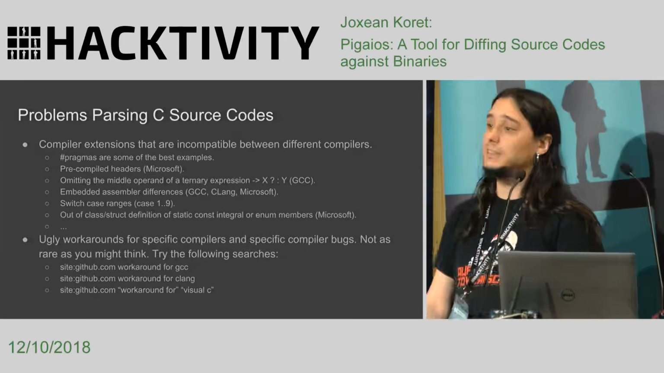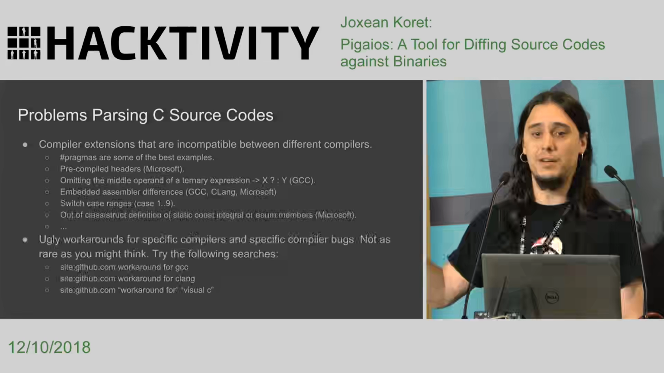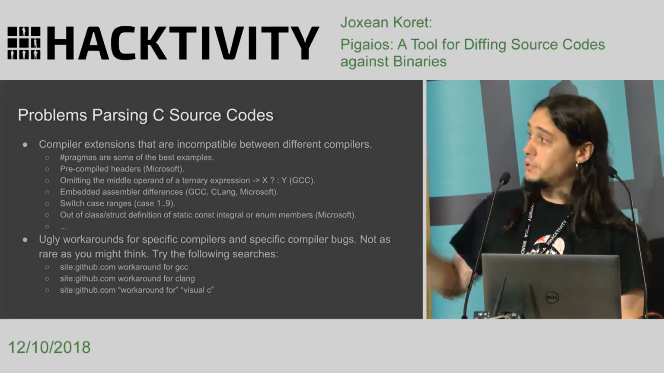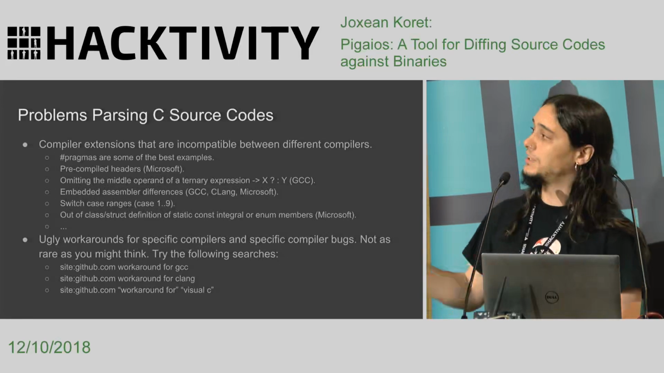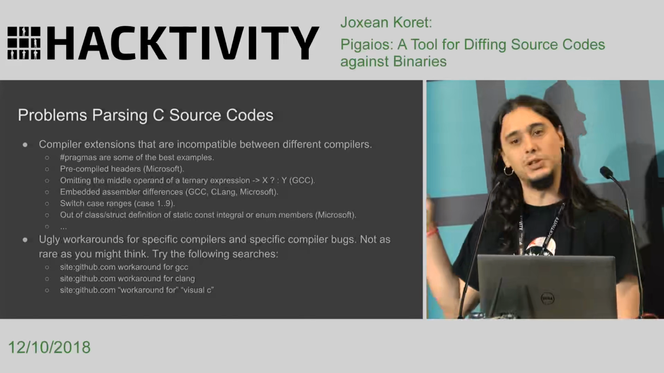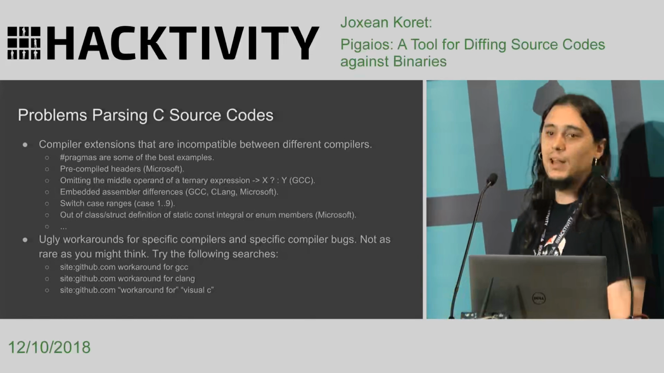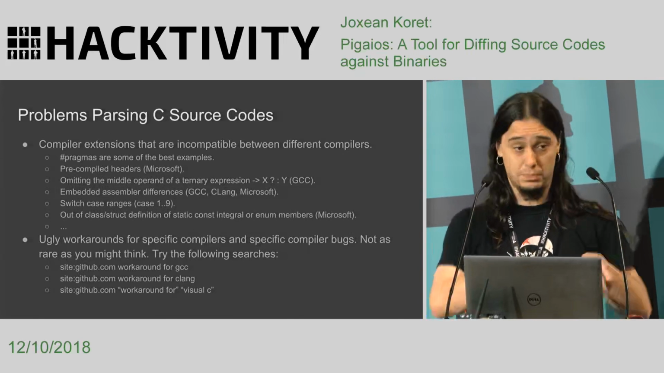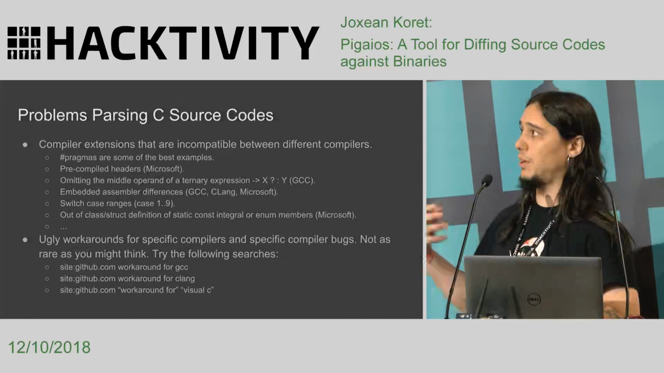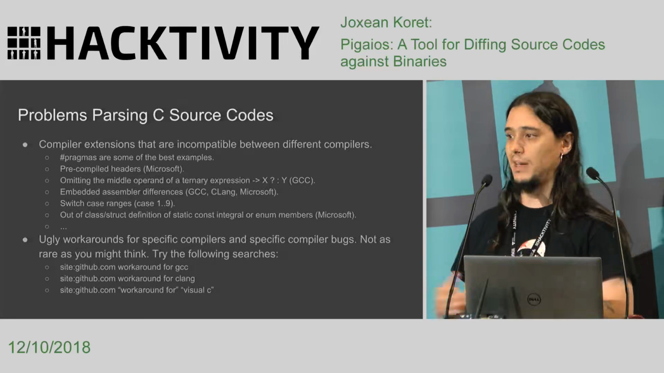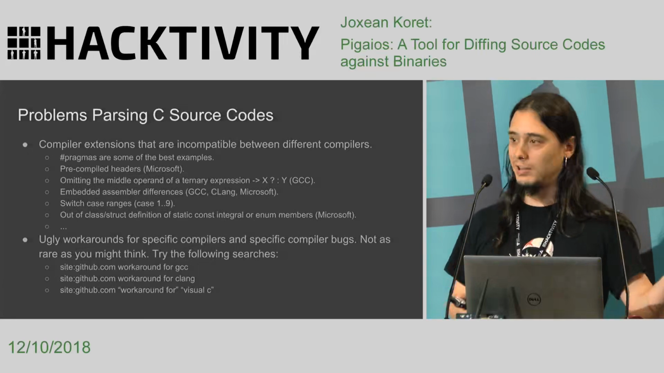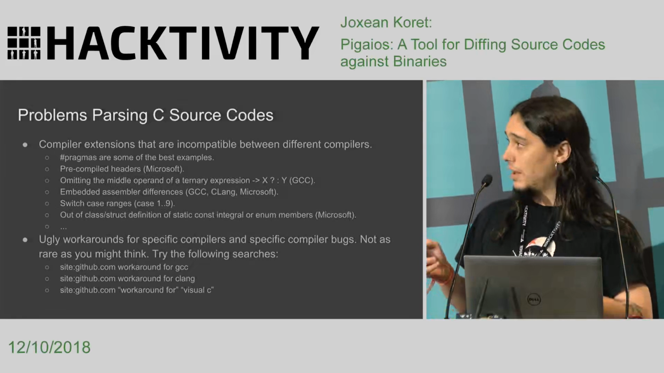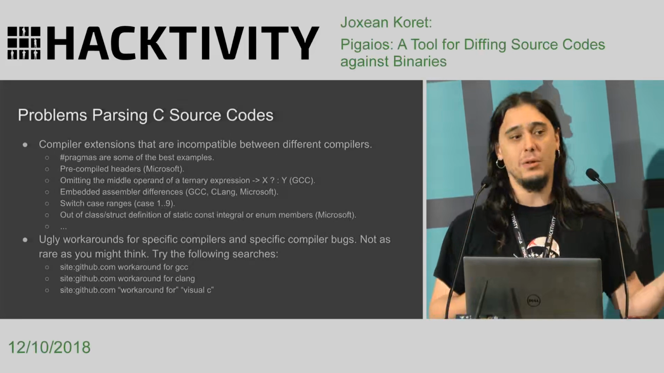Embedded assembler differences. For example, if you write embedded assembler for the Microsoft compilers and for the GCC or Clang, it is totally different. Switch case ranges, out of class definition of static const integrals for the new members, which is only supported by Microsoft. Finally, what we end up is writing ugly workarounds for each compiler that we want to support when we are coding, and when we are trying to parse them, we are actually doing the same, using ugly workarounds to support that specific feature of this compiler or that compiler. And also even trying to work around compiler bugs.